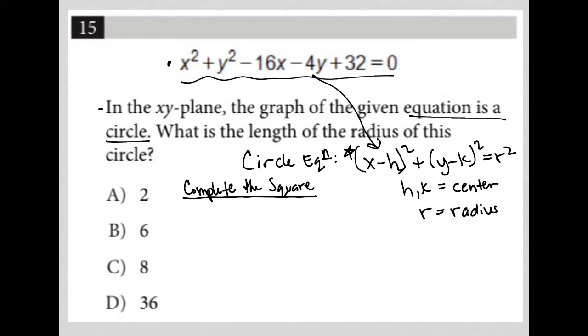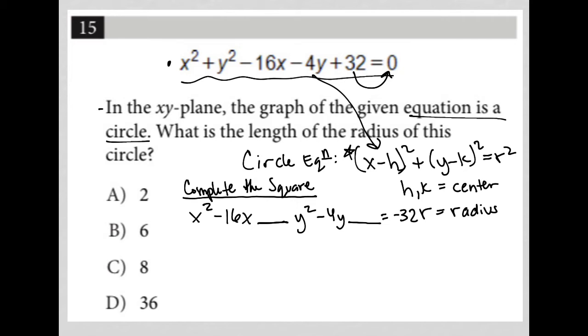The first step is to group the x's together and the y's together. So I'm going to have my x squared minus 16x. And then we leave a blank space there because we're going to add something in. And then I have my y squared minus 4y. We're going to leave a blank there because we're going to add something in there. And then I'm going to move my 32 over to the right. So this becomes equaling negative 32.